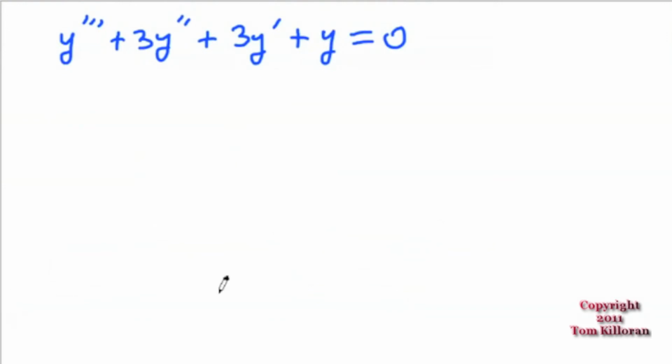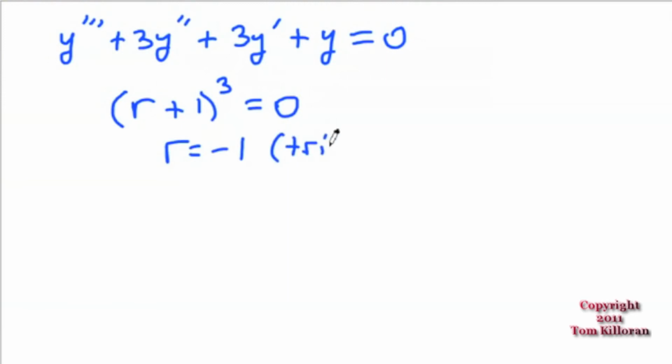For instance, this one. This is y triple prime plus 3y double prime plus 3y prime plus y is equal to 0. Now, the characteristic, r cubed plus 3r squared plus 3r plus 1, actually factors into r plus 1 all cubed. It's one of those neat little math facts. So this means that r is equal to negative 1 is a triple root. It happens 3 times. And because it happens 3 times, our solution is going to have a quadratic piece to it.